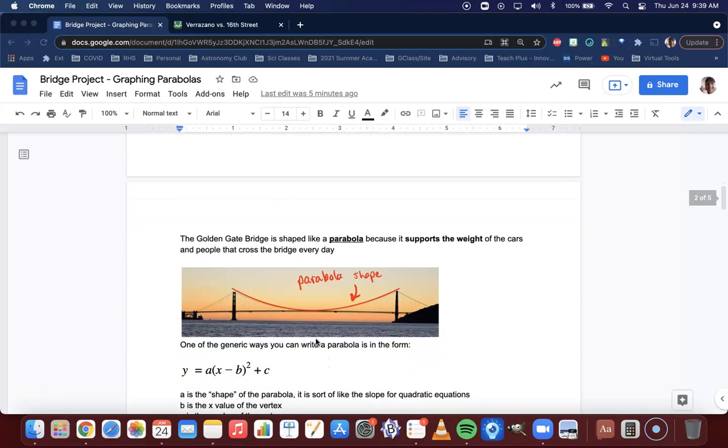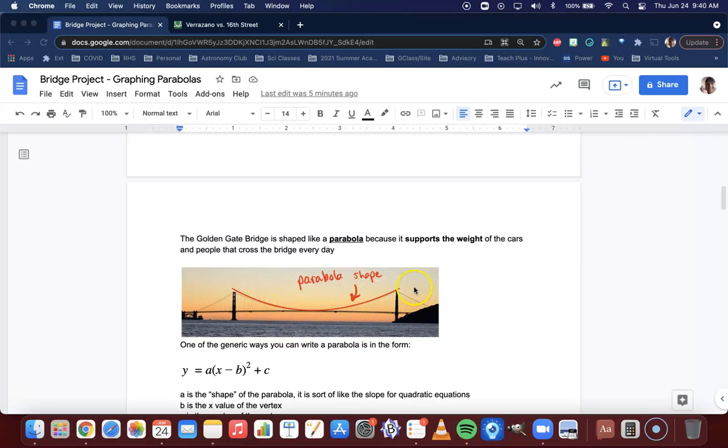The reason that bridges tend to use parabola shapes, and here's what we mean. This is a side view of the Golden Gate Bridge. It's shaped like a parabola because this helps to support the weight of the cars and people that cross that bridge every single day. Many thousands of people cross that bridge to go from Oakland to San Francisco or the other direction every single day.